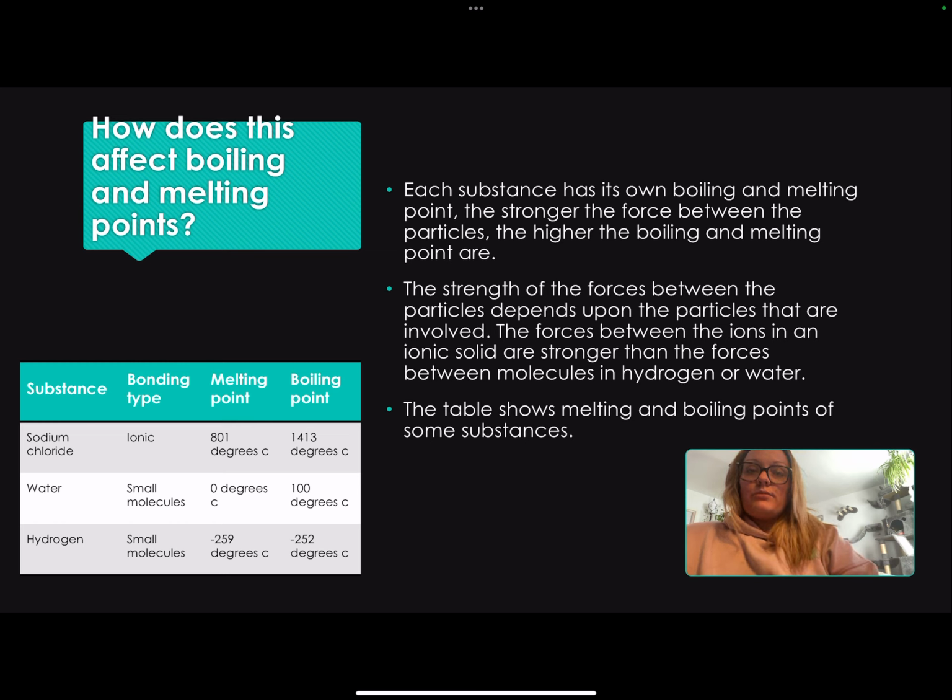How does this affect boiling and melting points? Each substance has its own boiling and melting point. The stronger the forces between the particles, the higher the boiling and melting points are. The strength of force between the particles depends upon the particles that are involved. The forces between the ions in an ionic solid are stronger than the forces between molecules in hydrogen or water. This table shows some melting and boiling points of some substances.